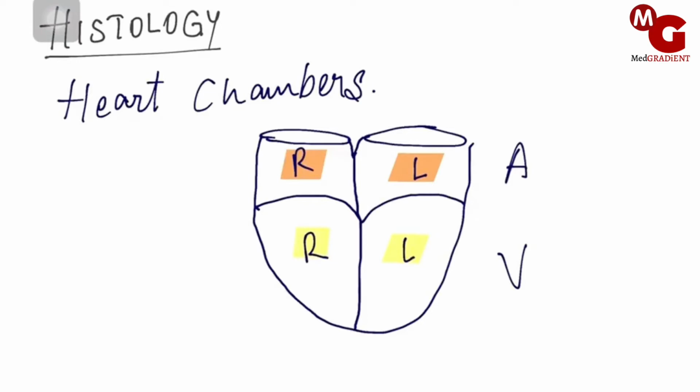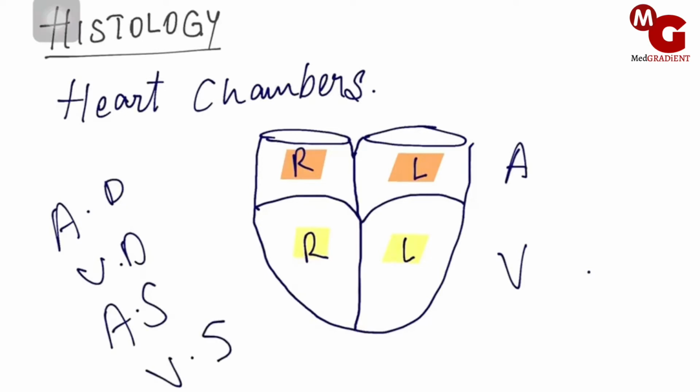Now how do we say them in Latin? In Latin we have atrium dextrum, then ventriculus dexter, atrium sinistrum, and then ventriculus sinister, right? So they are short forms for what we learn in Latin. We will definitely be mentioning it in the notes, and the link to the notes will be given in the description. So the 4 chambers of the heart are the right atrium, right ventricle, left atrium and left ventricle.